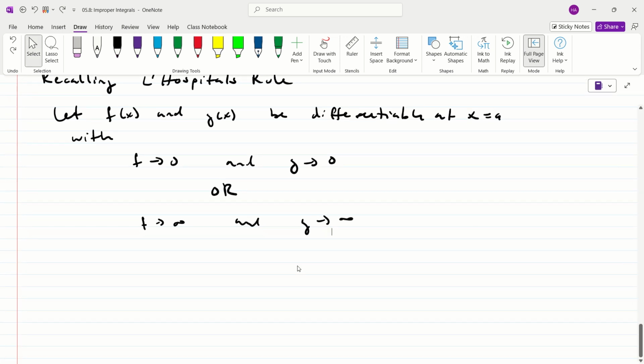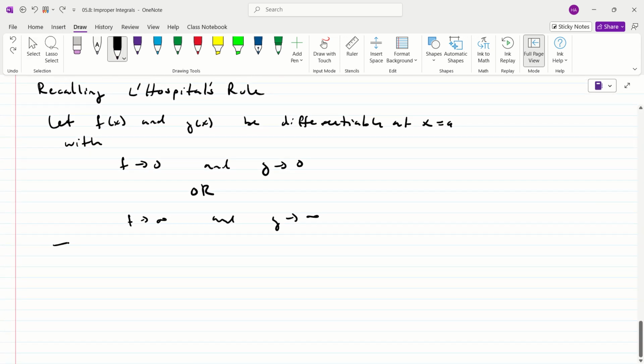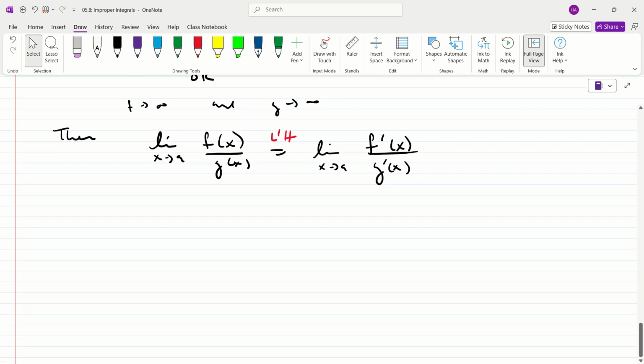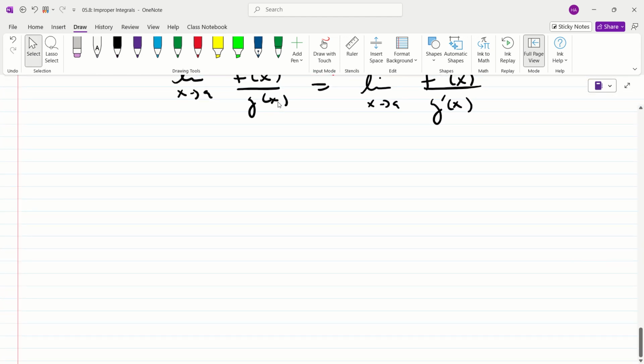If you have this scenario, when computing the limit as x goes to a of the quotient of f of x divided by g of x, you can apply L'Hopital's rule. And L'Hopital's rule would say that that's the same thing as the limit as x goes to a of the quotient of the derivatives of the functions. So let me give you some examples that highlight different uses of L'Hopital's rule.